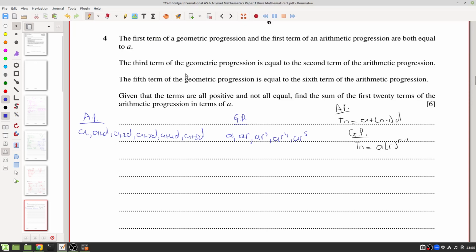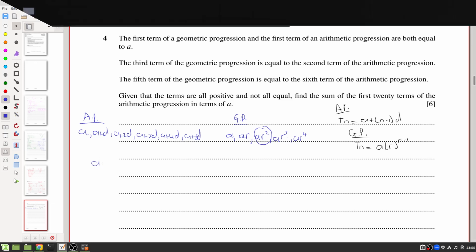All right. So the third term of the GP is equal to the second term of the AP. So this third term of the GP, oops, that's a square. Sorry, I messed up here. Let me just fix that. I skipped a number. So ar, then ar squared, then ar cubed, and then ar to the power 4. My apologies for that. Okay, so the third term of the GP, that's ar squared.